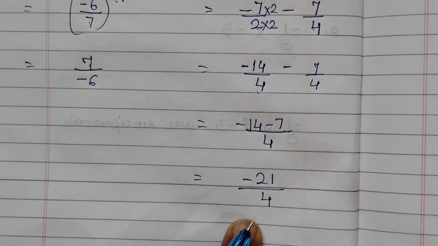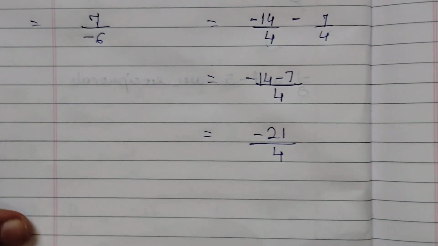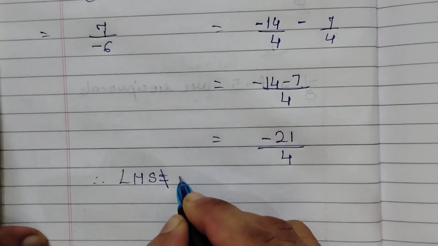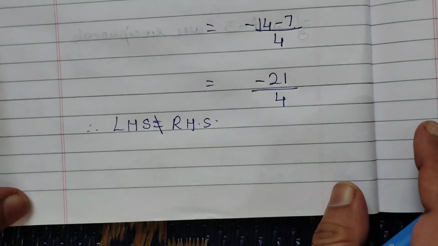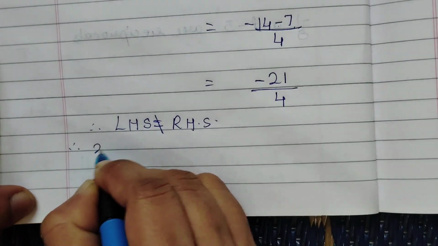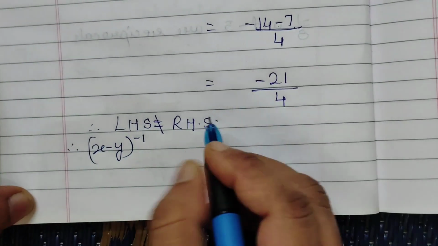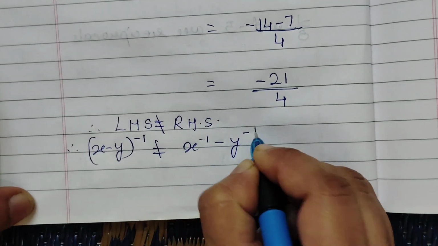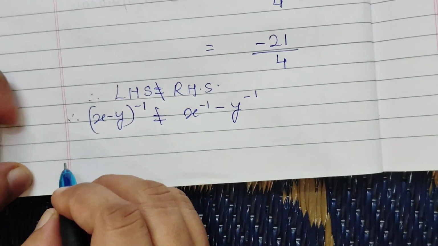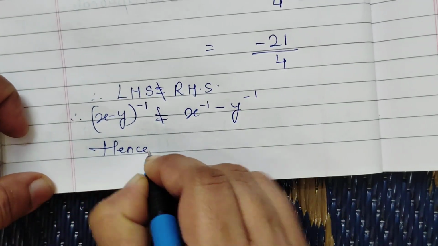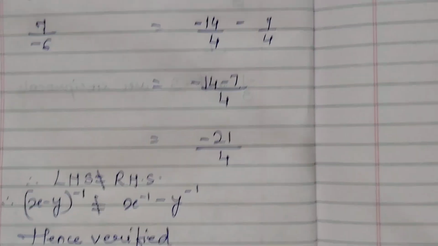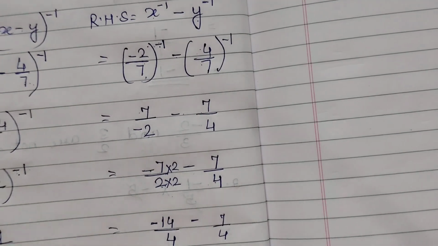So this is the right hand side I got and this is the left hand side. Both are not equal. Okay. So I will write, therefore left hand side is not equal to right hand side. Okay. Therefore, I will write the question: (x minus y) the whole raised to minus 1 is not equal to x raised to minus 1 minus y raised to minus 1. Okay. Hence, verified. Got it? Now, we will see the next question.